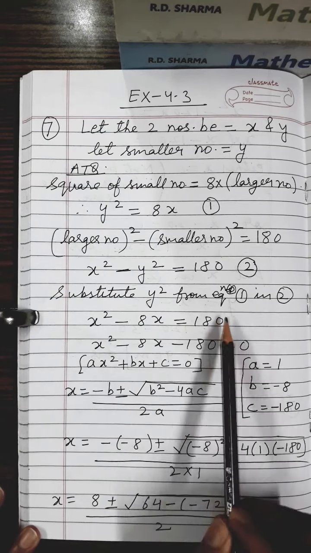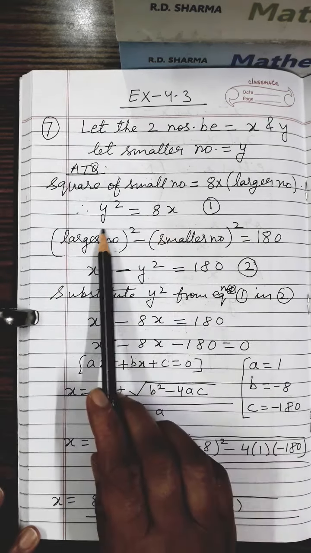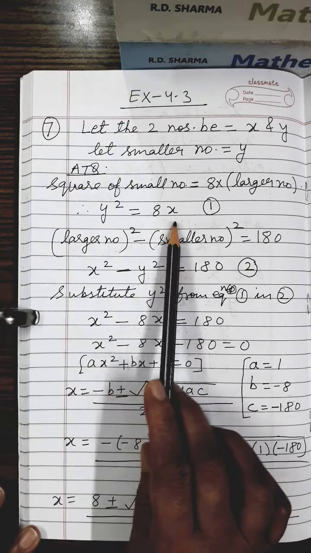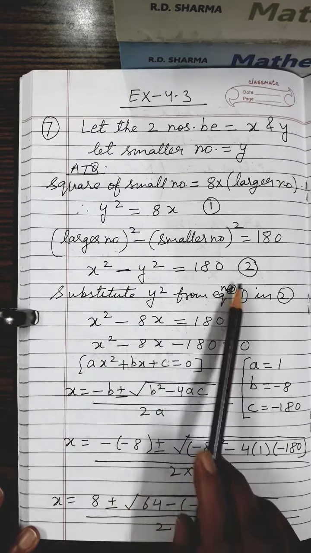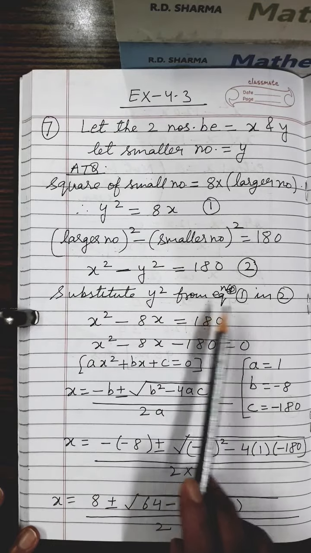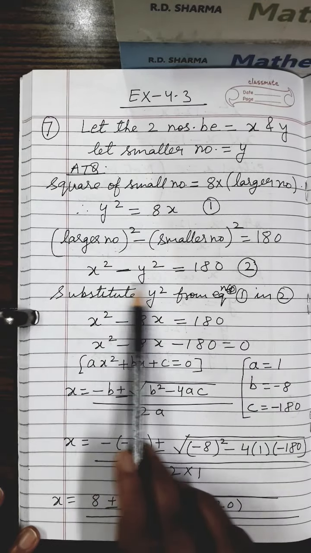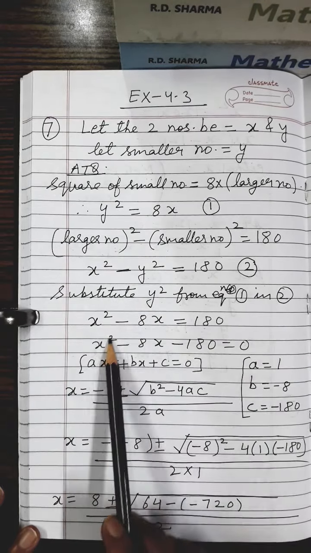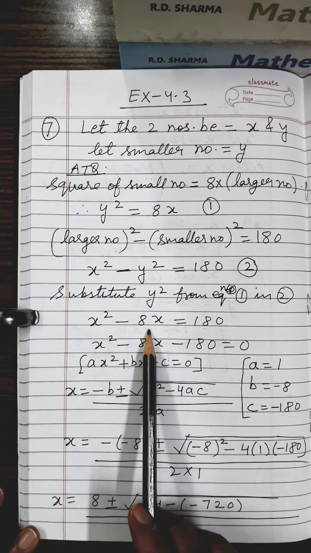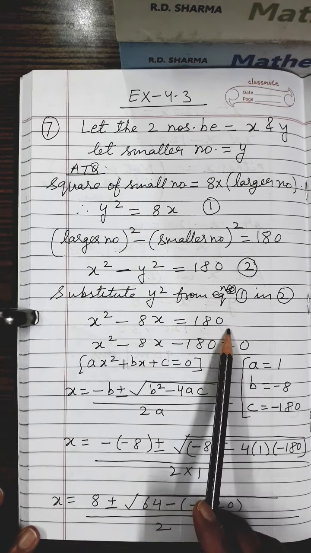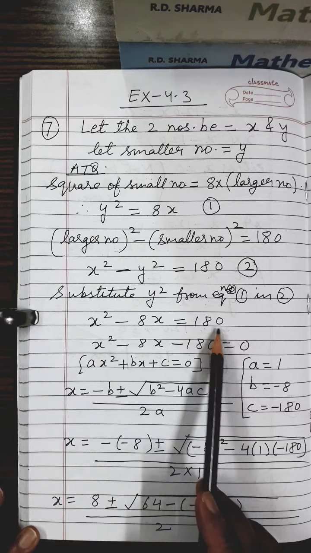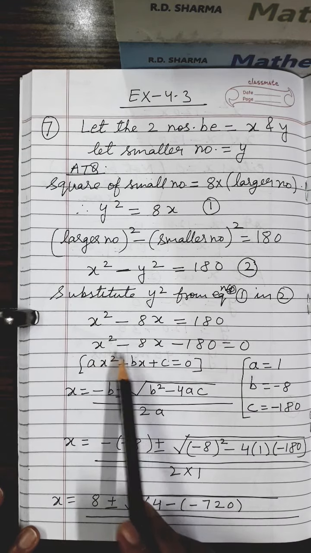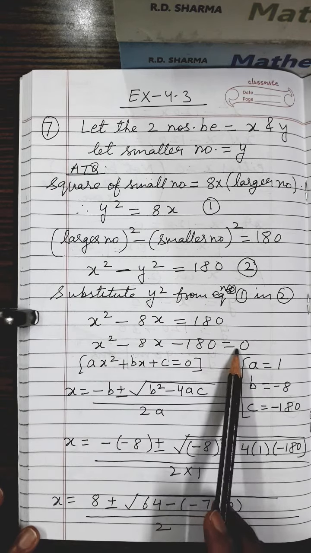So for that, what you see, that from equation 1, y square is 8x. So I can substitute this value of y square in equation number 2. Substitute y square from equation 1 in equation 2. So what will this equation 2 become? It will become x square minus, substitute 8x, equals to 180. Now what next? Bring this 180 on the left side. So it becomes x square minus 8x minus 180 equals to 0.